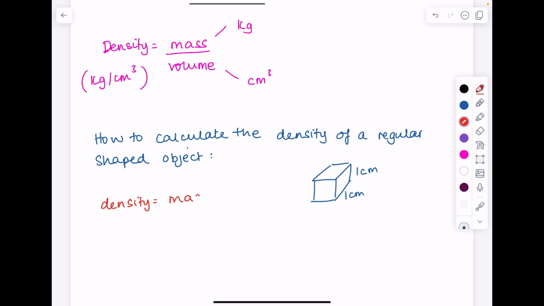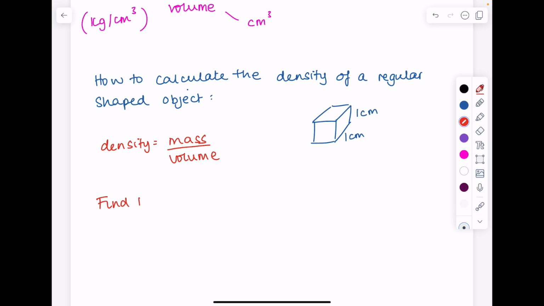So feel free to state that, and you should state it in your exam answer. So obviously, to find density, we need to have both the mass and the volume. So how do we find the mass? Find the mass of the object using a balance, which remember is a weighing scale.